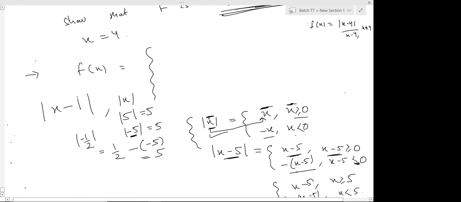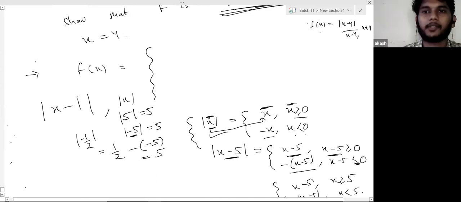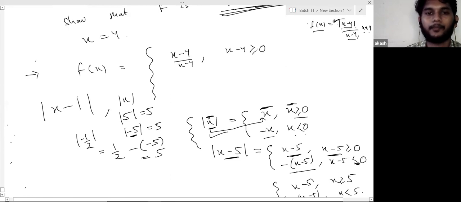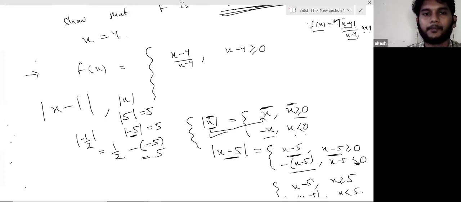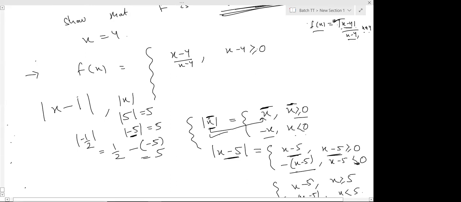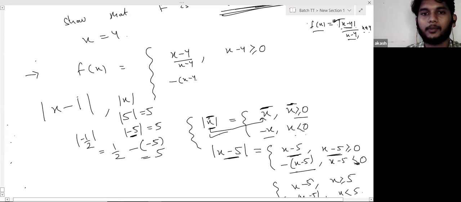All right. So now we have the function f of x is mod of x - 4 upon x - 4 when x is not equal to 4. So how to open this modulus function? This will be opened as x - 4 upon x - 4 directly when x - 4 is greater than or equal to 0. This thing is clear to everyone? Yes, sir. All right, Ryan.